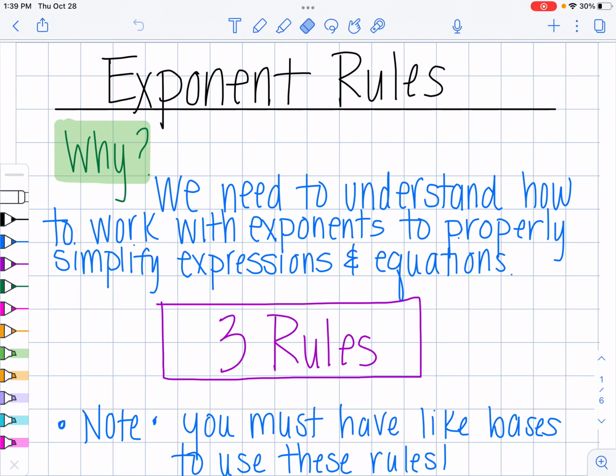So there's 3 rules that you need to know. And note that for the first 2 rules, you have to have like bases in order to use the rules. So just as a reminder, if I have an exponent like 2 to the 5th power, my exponent is the 5, but my base is the 2. So when I'm working with these rules, my bases have to be the same so that I can apply my rules to my exponents.